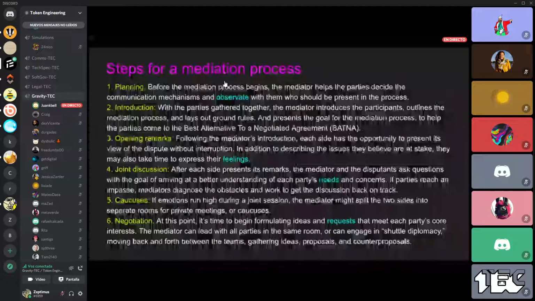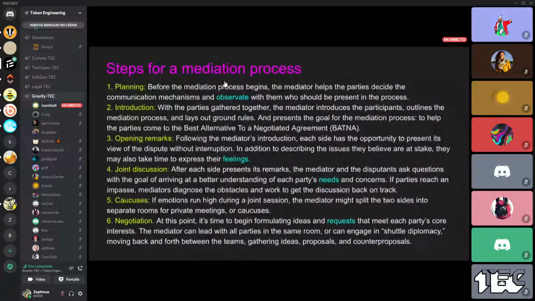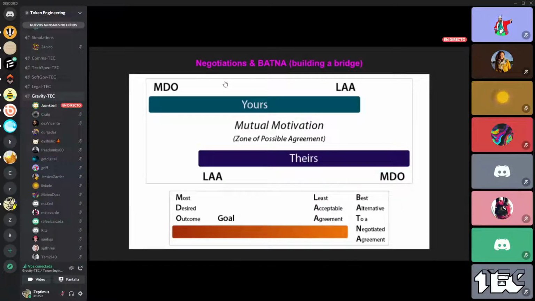So with that, now that we are talking about making agreements in negotiations, I want to explain this word that is BATNA, the best alternative to a negotiated agreement. This is a very easy graph of how we always have most desired outcomes that sometimes differ and are far from the other one, and we have least acceptable agreements that we are not so willing to make.